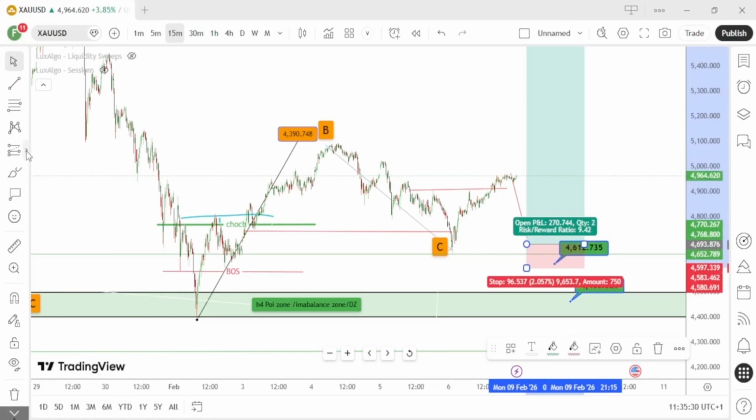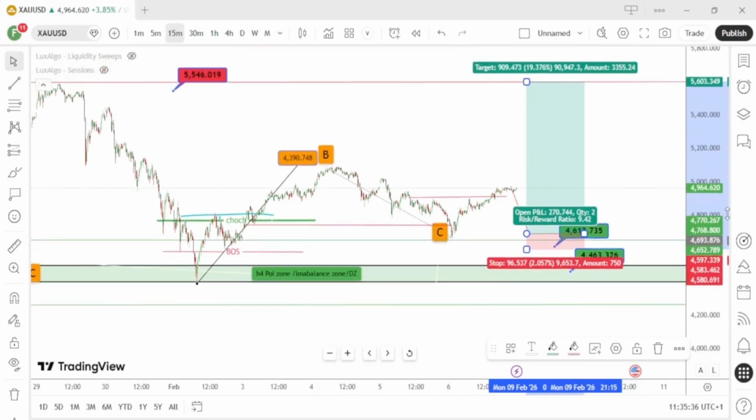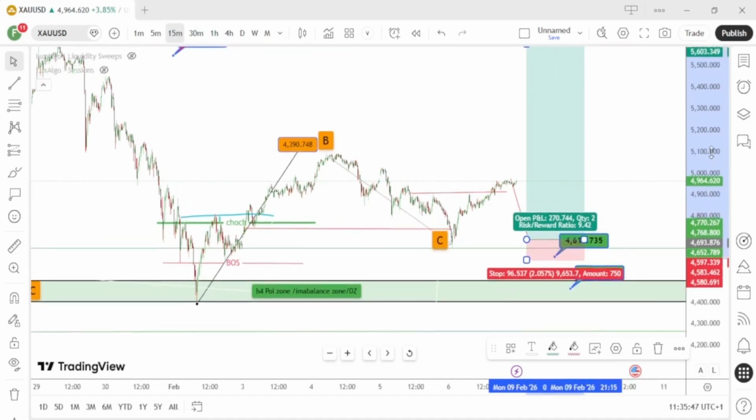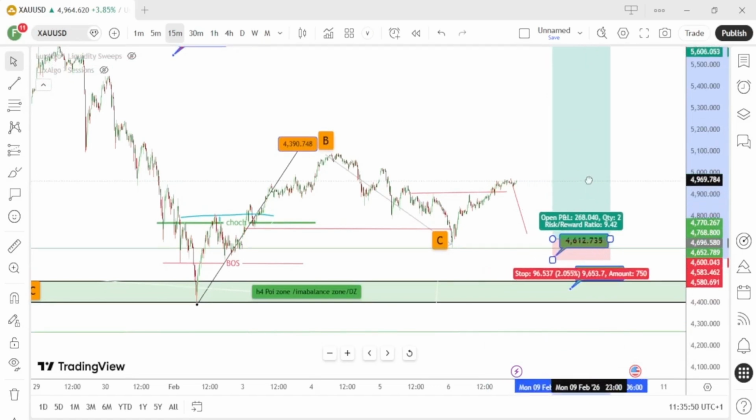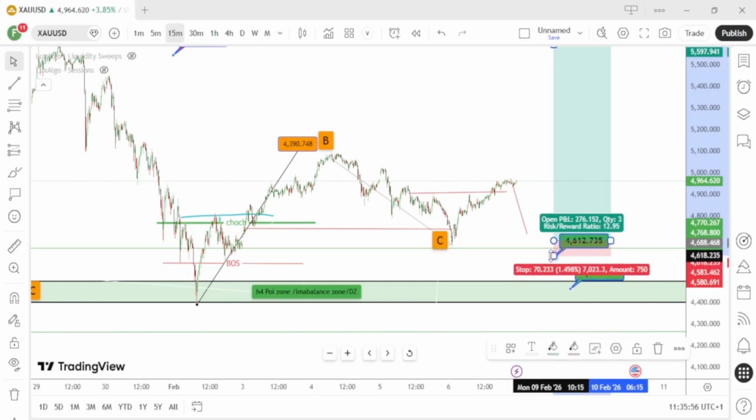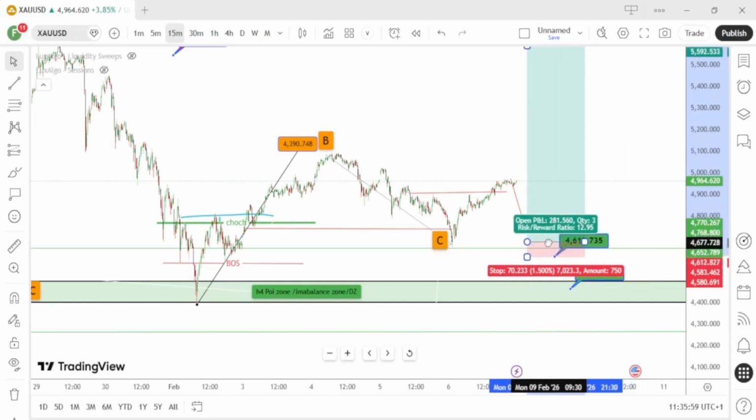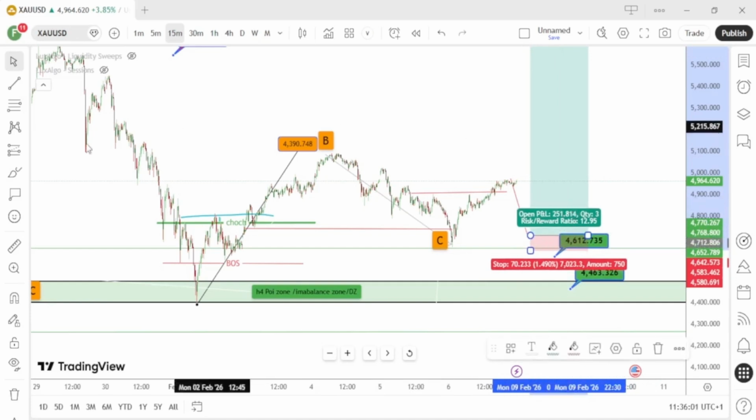As long as A is holding, and as long as 15 minutes has confirmed the same trend direction with the 4 hours, I'll look for my entry, and I'll aim for a 1 to 6, 1 to 9 risk reward. My stop loss will be below the structure while I look for my target. My entry will be the fair value gap or the imbalance zone on 15 minutes or 5 minutes. It all depends on what the chart is giving me.